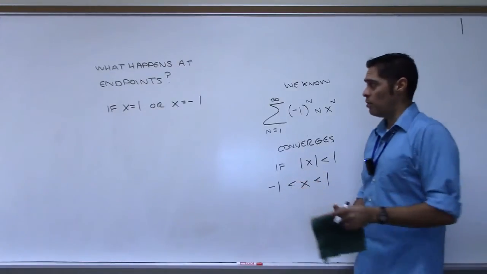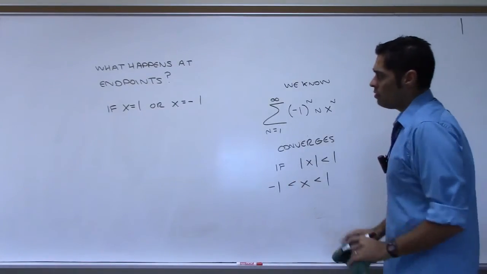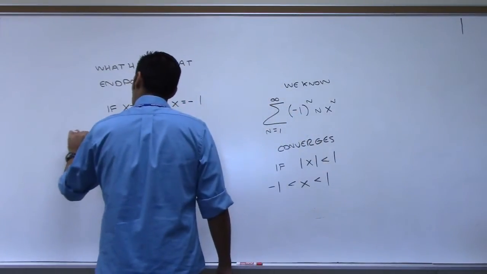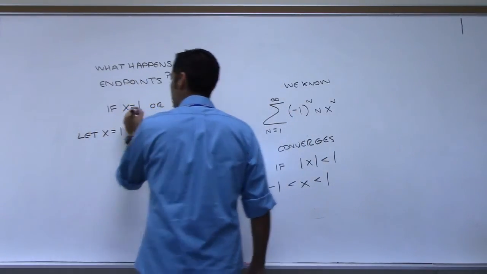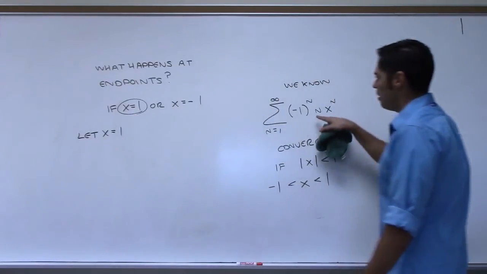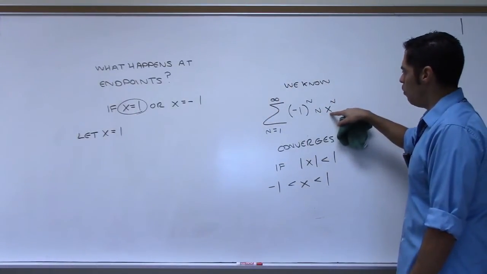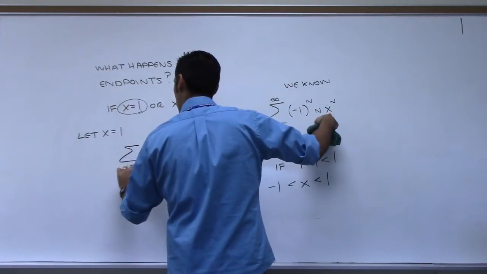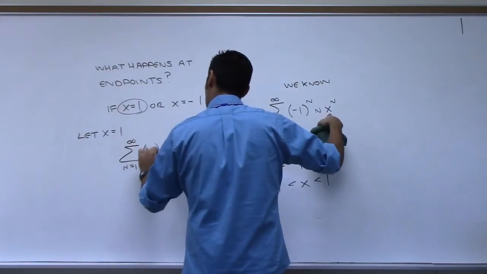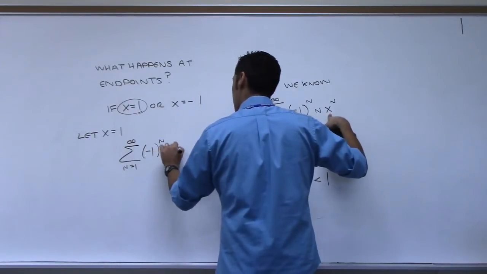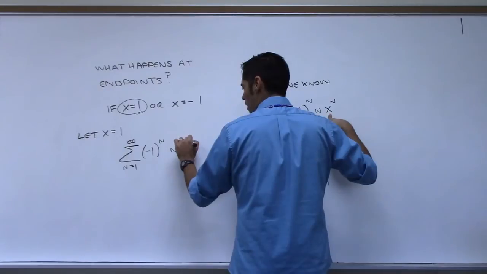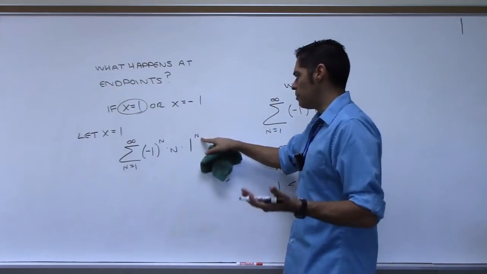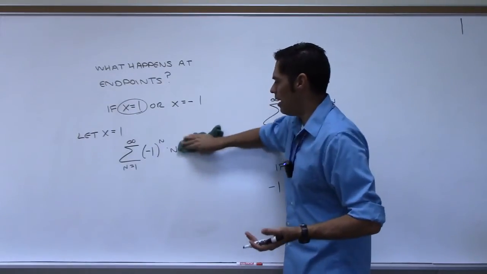We know the ratio test will fail us. So what we'll do is we'll look at each situation separately. So first let's start off, let's let x be equal to 1. So we're just going to look at this one right now. If x is 1, let me rewrite the series. I'm going to replace this with 1. So I get sum n equals 1 to infinity of negative 1 to the n times n times 1 to the n. But 1 to any power should just be 1, so it really isn't even there.